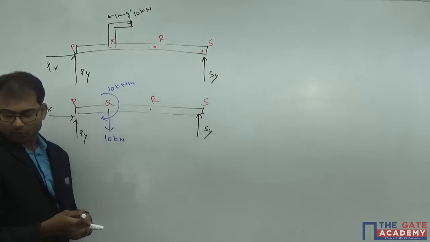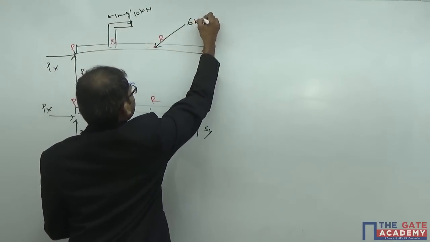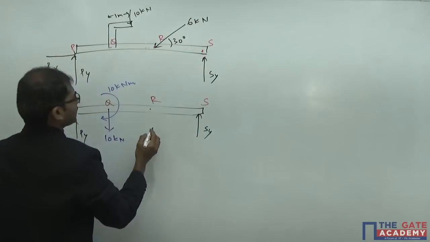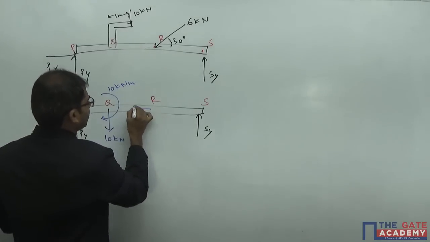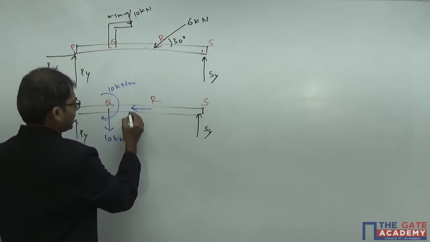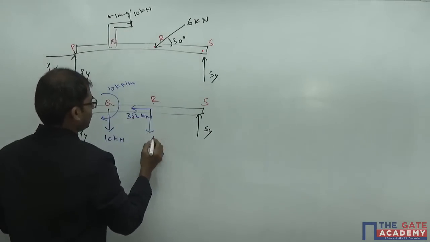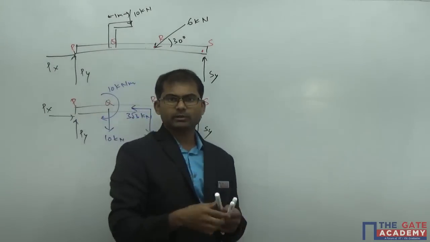And at R we have a load of 6 kilonewton, acting at an angle of 30 degrees. So we have the resolved forces like this: 6 cos 30, so 3 root 3 kilonewton, and in the vertical direction we have 3 kilonewton. So let's write down the equilibrium equations here.